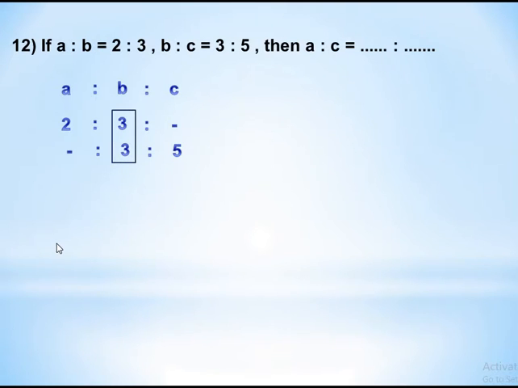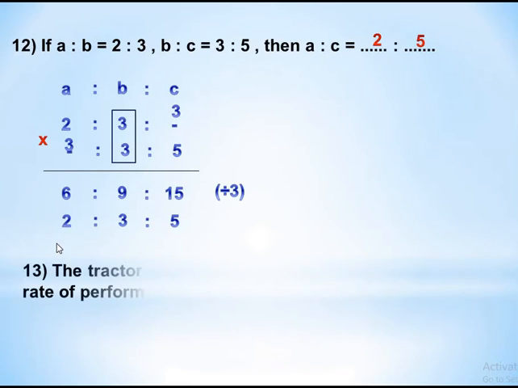Then the first number will move to the first dash and the second number will move to the second dash, and multiply between the two sides. 2 by 3 equals 6, 3 by 3 equals 9, 3 by 5 equals 15. Can we simplify it again? Yes, we can. Divide by 3. It will be 2 to 3 to 5. So the ratio between A and C is 2 to 5.